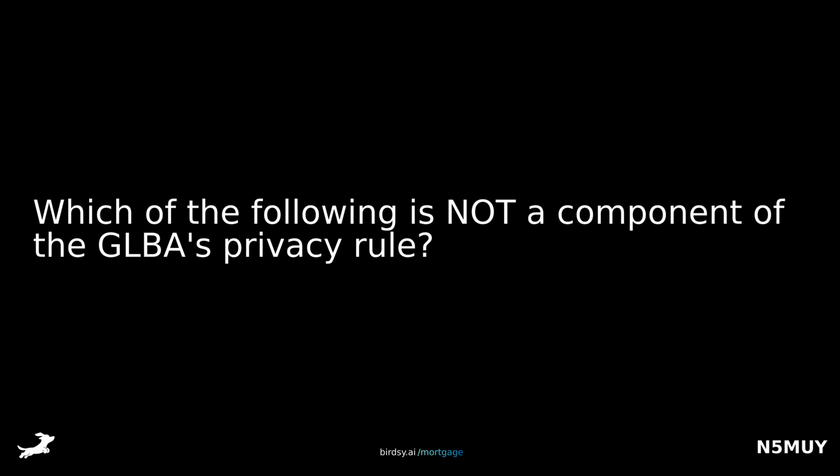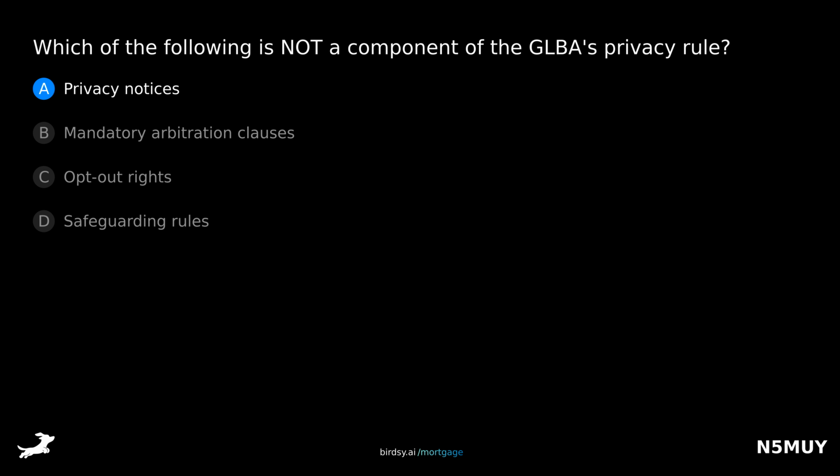Which of the following is not a component of the GLBA's privacy rule? Is it A, privacy notices, B, mandatory arbitration clauses, C, opt-out rights, or D, safeguarding rules?